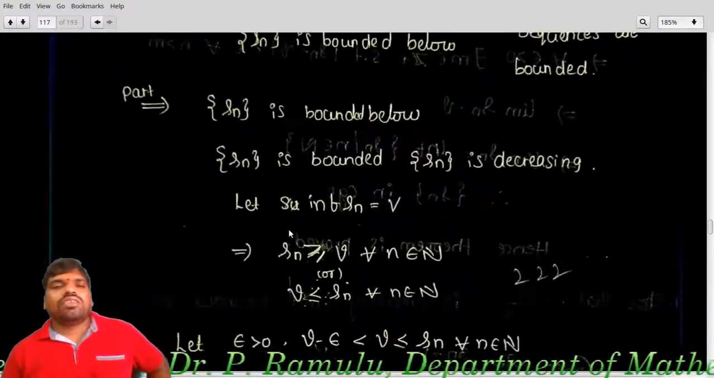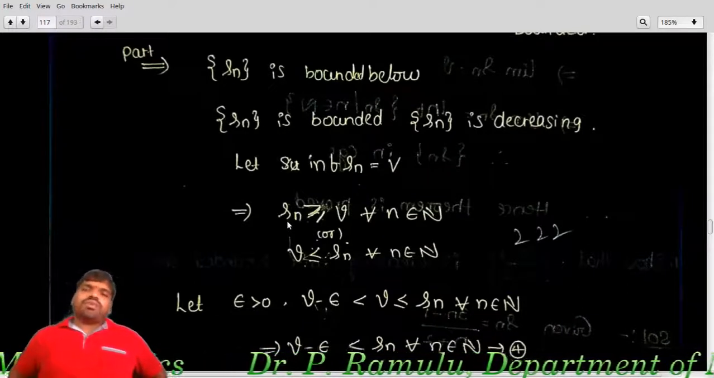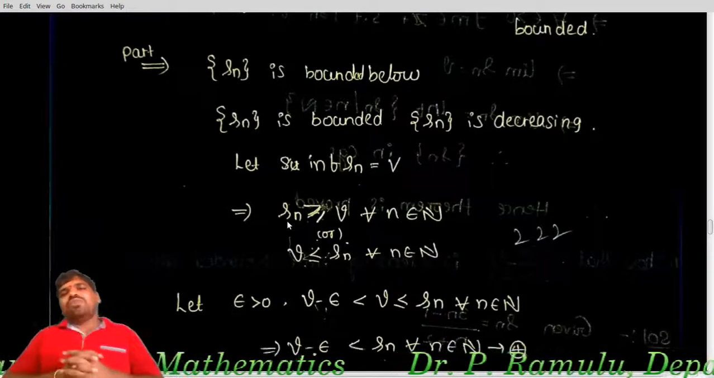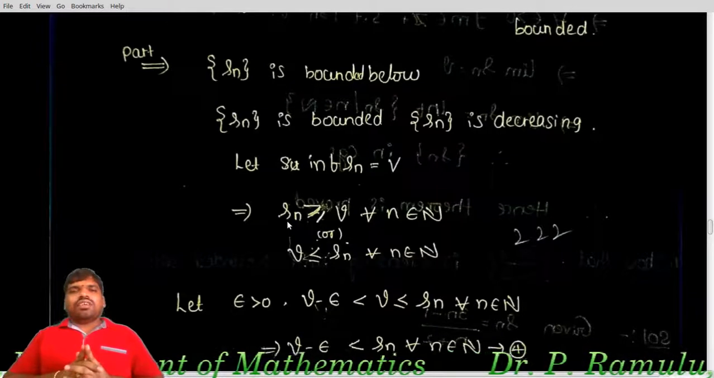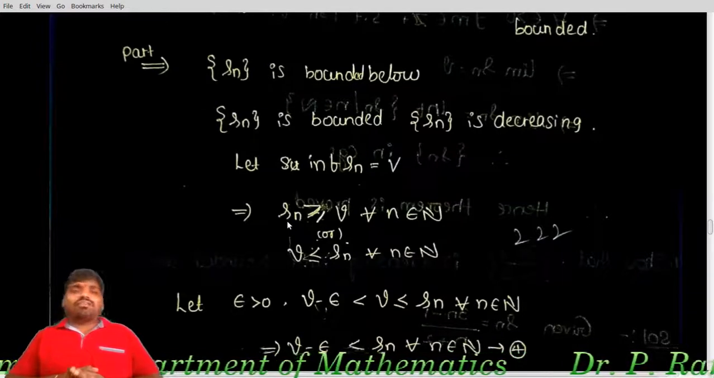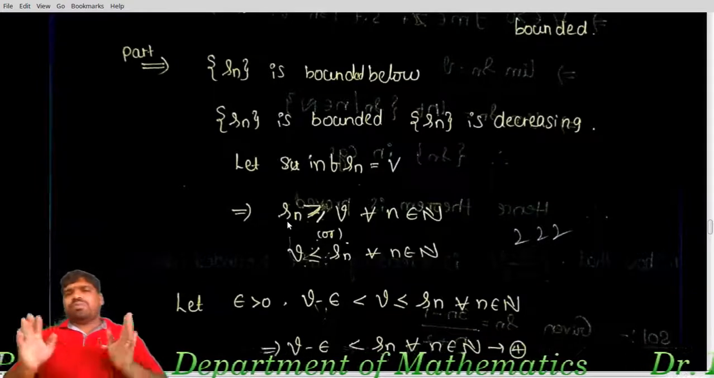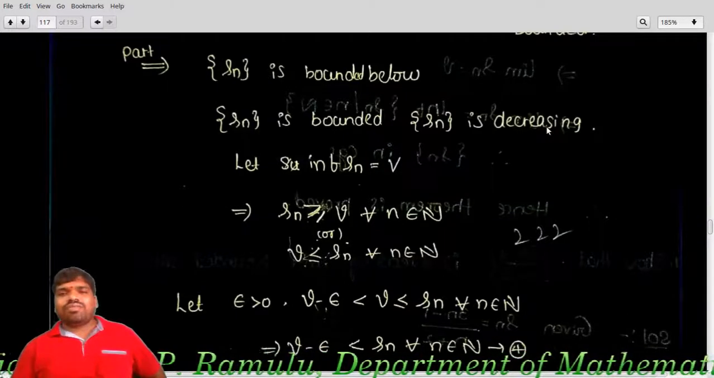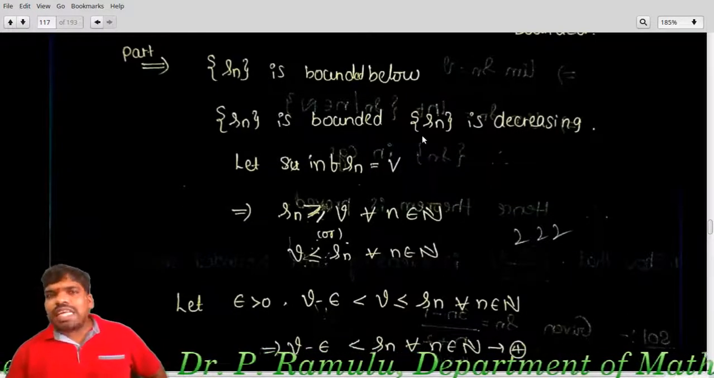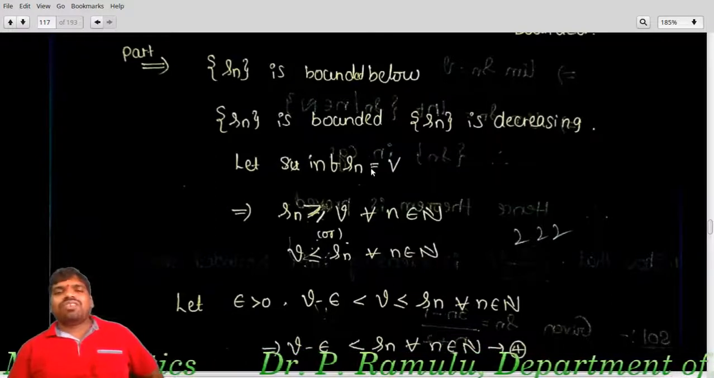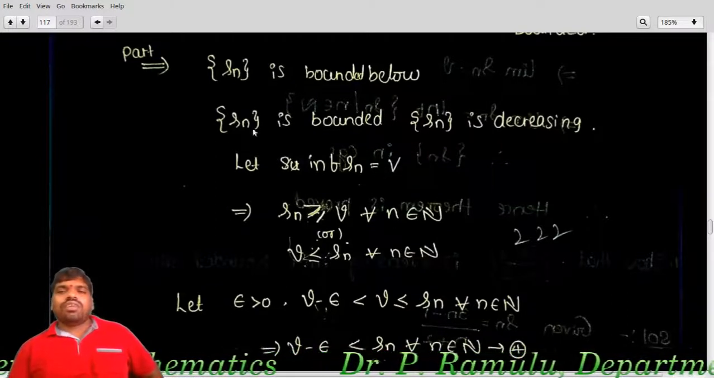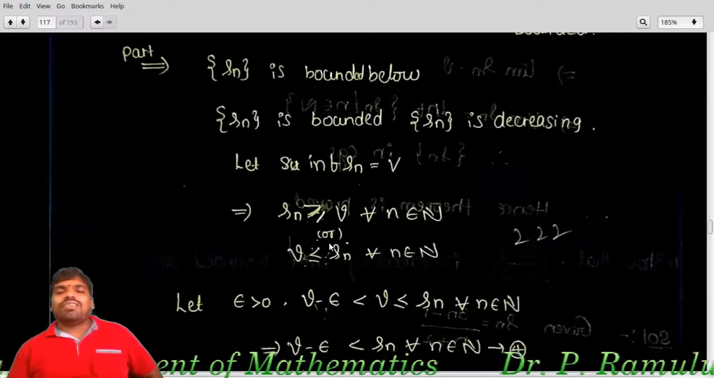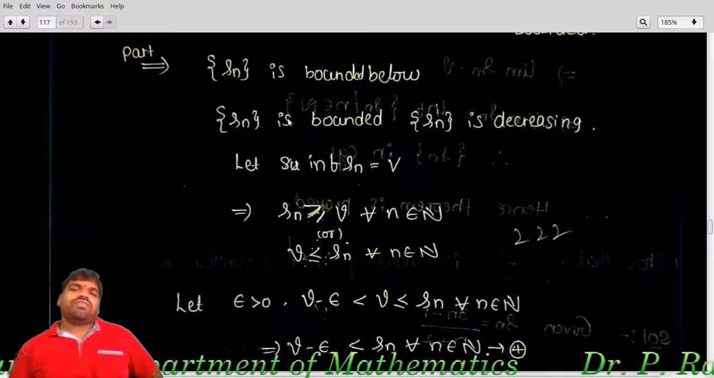Sn is bounded below, I am taking that. I want to check that Sn converges to the infimum. Same proof, we are using it somewhat differently. Sn is bounded and Sn is a decreasing sequence. Being bounded means it has an infimum and supremum. That I am calling inf Sn equal to small v. That means all the terms of the sequence are greater than or equal to v, that is, v is less than or equal to Sn for all n belongs to N. This is the definition of infimum.